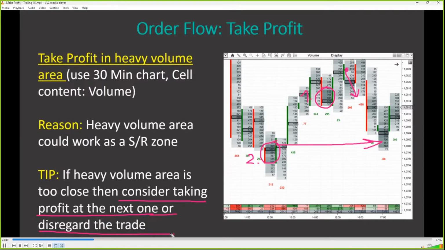Or you can disregard the trade, so not enter the short. If you see that the take profit would be too close, that the risk reward ratio would be too negative, it's just better not to take such a trade. All right, so you have two options. Either take the profit in here or not to trade the short at all.